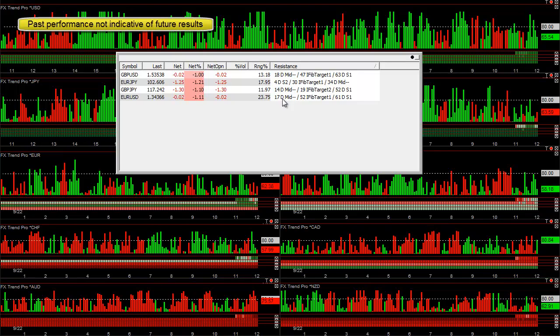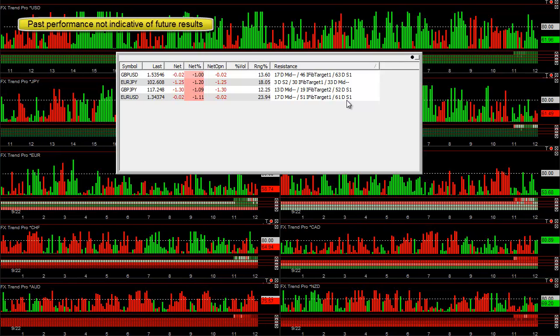It's 18 pips away. It's a daily midpoint. 52 pips away from the current price is one of the Fibonacci areas, and 61 pips away is the daily S1. So if you're looking to buy a currency, you want the resistance to be the farthest away. If you were looking to sell a currency, you would want the support to be far away, and you'd want to see a lot of resistance right above you so you could have a logical profit target.